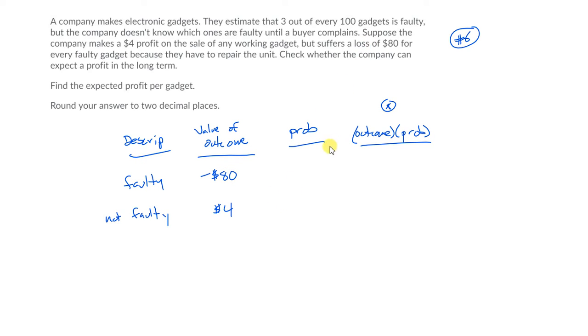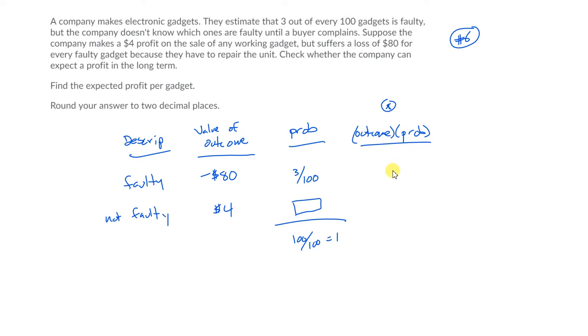And then what are the probabilities? Well, I know what the faulties are, right? 3 out of 100. Do I know what the non-faulties are? I'll leave that up to you. Notice that it has to total out to 100 over 100, or 1, so that I know that I've got all the numbers. You know, I have to account for 100% or 1.0 in terms of probability. Okay? So you have to deduce what the probability of not faulty is.